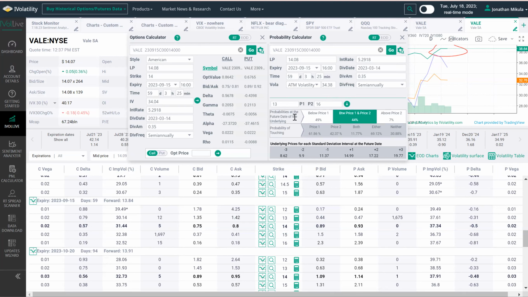So this is a really cool tool because now I'm like, okay, I don't want to buy calls. Selling puts does look interesting. I'll keep that up and keep that in mind.